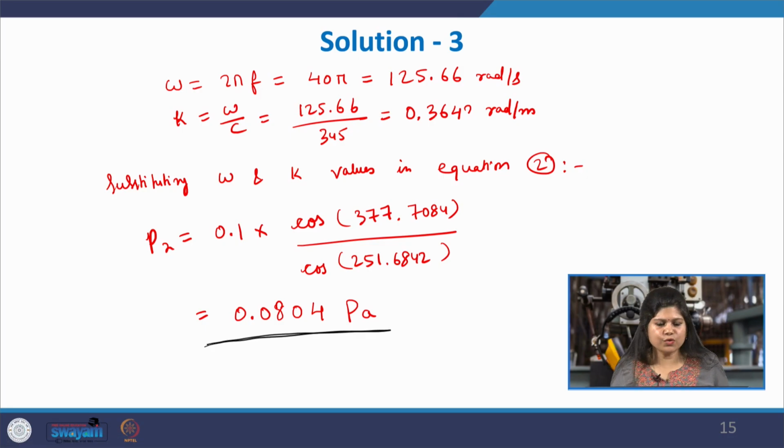So, this is how you solve it, and this being the last numerical for this lecture, I hope you enjoyed it and you would be able to solve further lectures which refer to the sound wave propagation part, and thank you for listening.